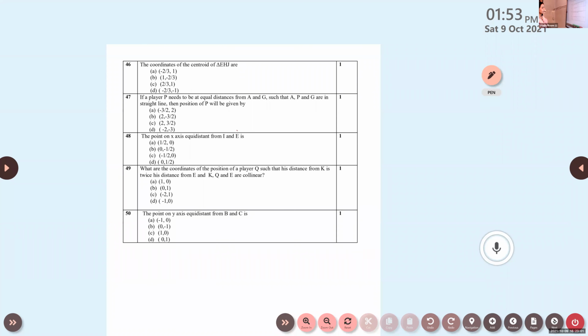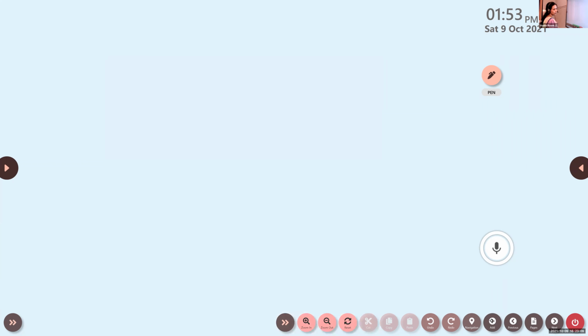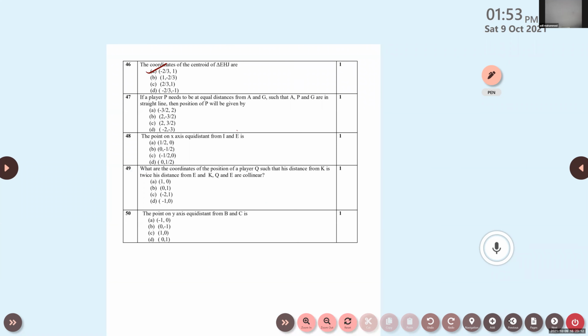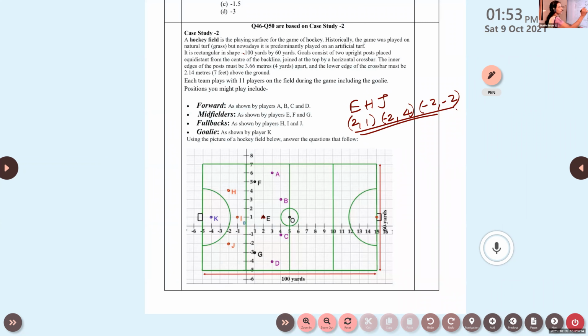What is the answer? Option A, -2 by 3, 1. Is it correct? Yes, ma'am. -2 by 3. When you add all the coordinates, it is -2 by 3 and 1 by 3. Okay. Now look at the second part.